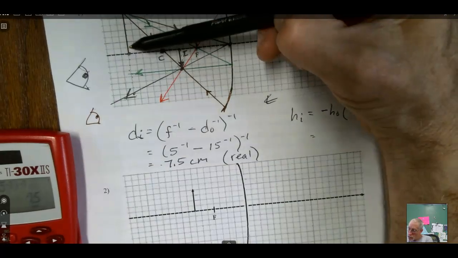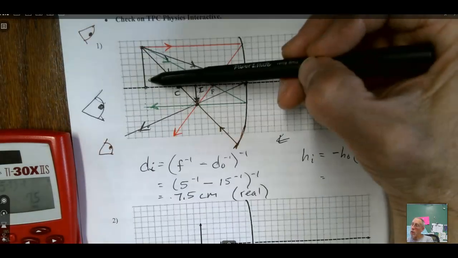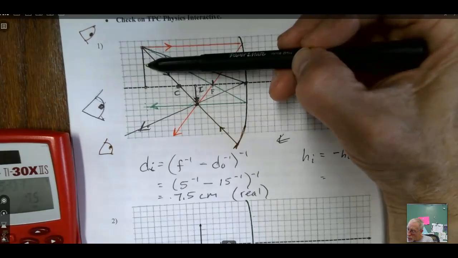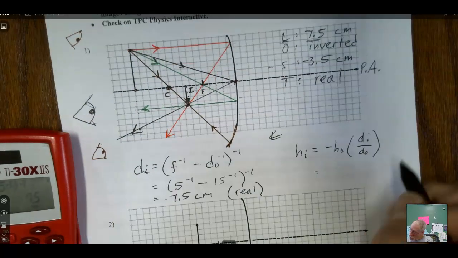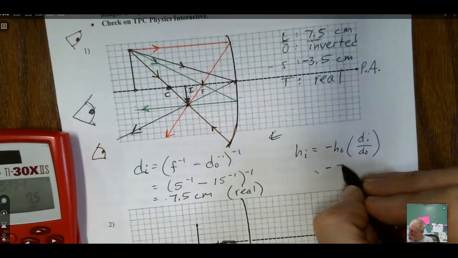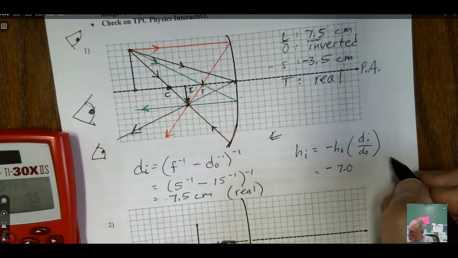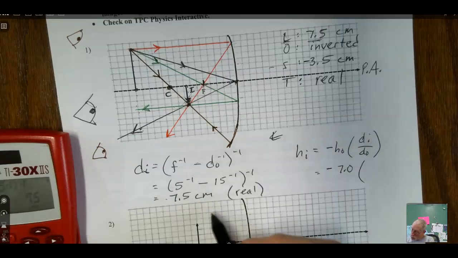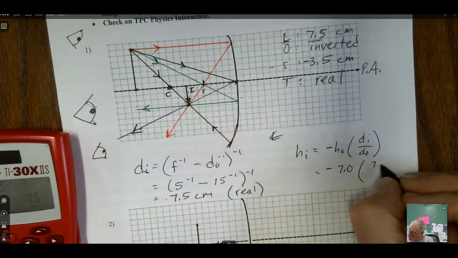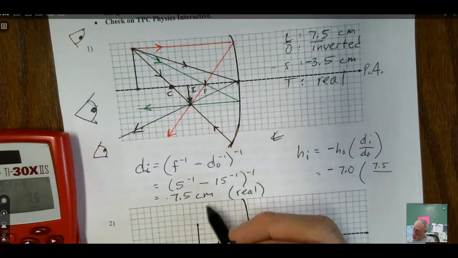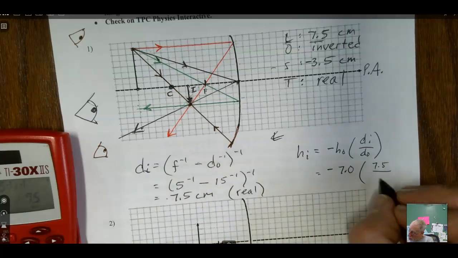So, the height of this object, again, we have to get that from the figure. 1, 2, 3, 4, 5, 6, 7. I try to make them a whole number. I'm keeping the centimeters off. Okay, everything in this will have centimeters. The image distance, now that we found it, 7.5. The initial object distance, remember, we found earlier to be 15.